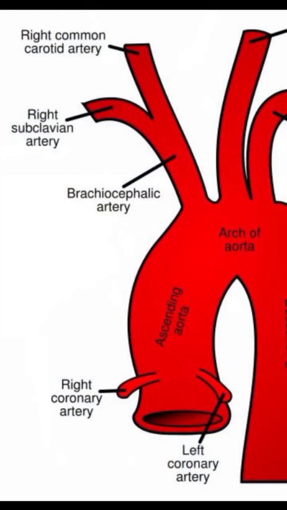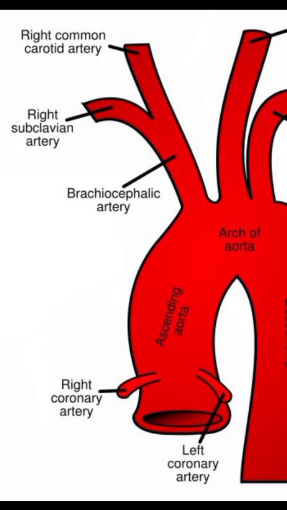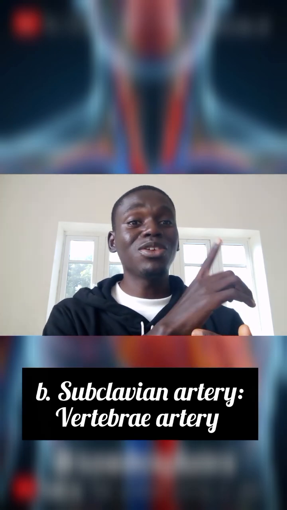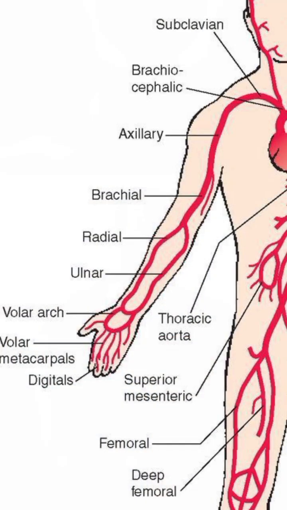You have your right common carotid artery, which goes to the neck and brain, and then your right subclavian artery, which is subclavian because it's beneath your clavicle. The first branch it gives off is the vertebral artery, which goes to the brain. The subclavian, once it gets to the axilla, becomes the axillary artery, and then the brachial artery around your arm. When it gets to the forearm, you have the ulnar and radial arteries, and then the palmar arteries, which supply the palm as a whole.